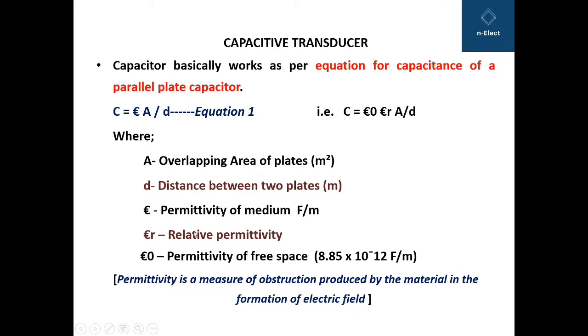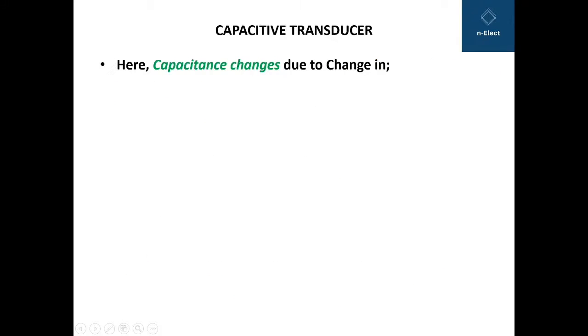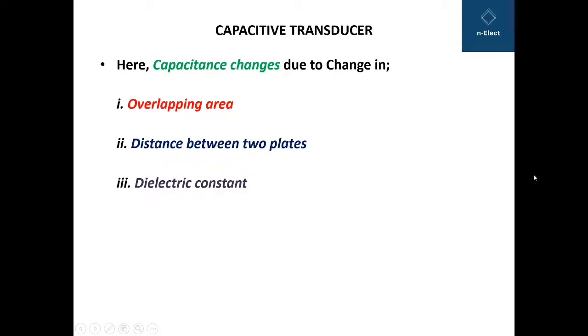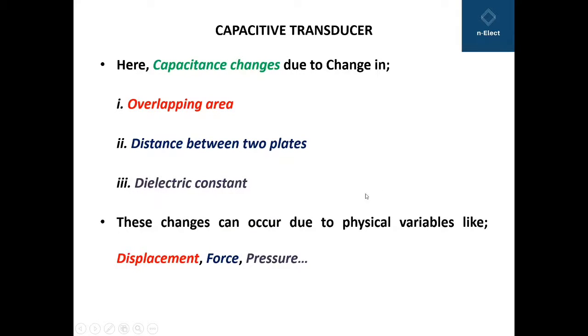Here we are using the word permittivity a number of times. It's basically a measure of the obstruction produced by the material in the formation of an electric field. Here, capacitance changes due to change in physical parameters like overlapping area, distance between two plates, or dielectric constant. And this is possible with the change in physical variables like displacement, which will change the overlapping area, force will change the distance between two plates, while the pressure will change the dielectric constant.